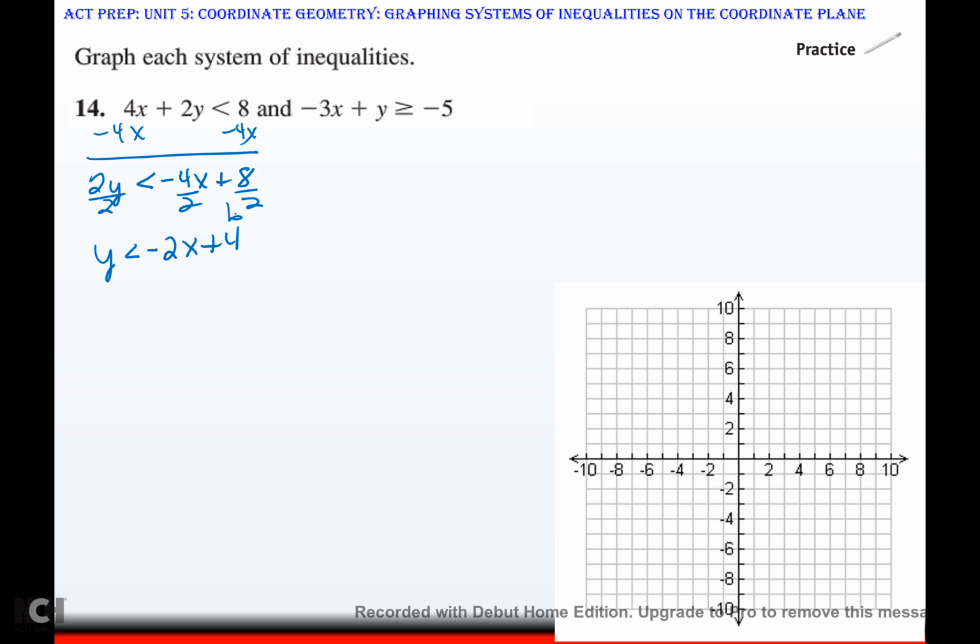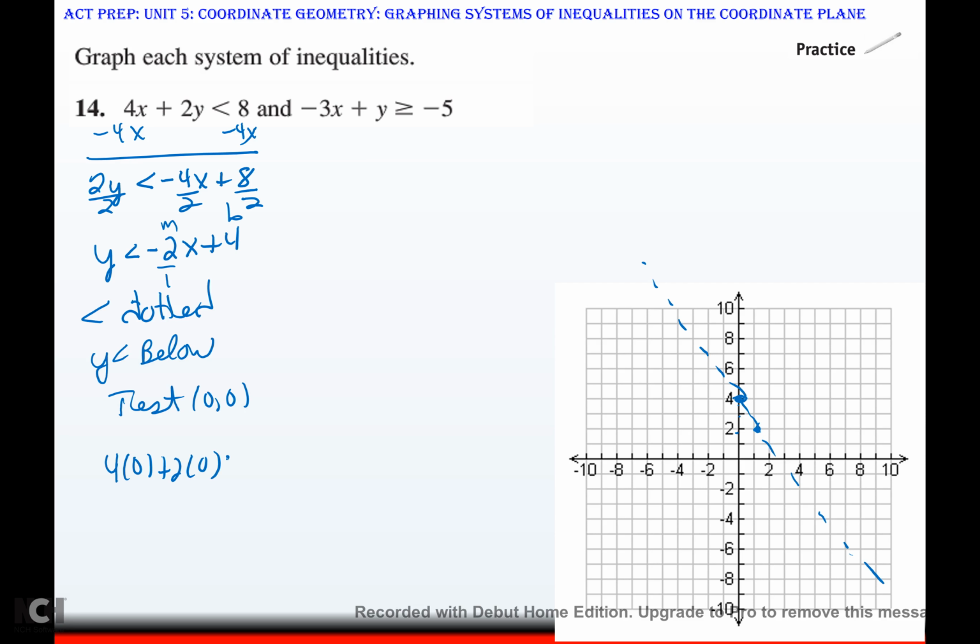So I'm going to start looking for Brad on the 4th floor. Not there. Monkey says down 2, right 1. No bar means I'm connecting dotted. And pointing at y would mean I shade below, but let's test 0, 0. 4 times 0 plus 2 times 0 less than 8. Is 0 less than 8? Yes, that's true. So wherever 0, 0 is, I'm going to shade, which is below like I thought.